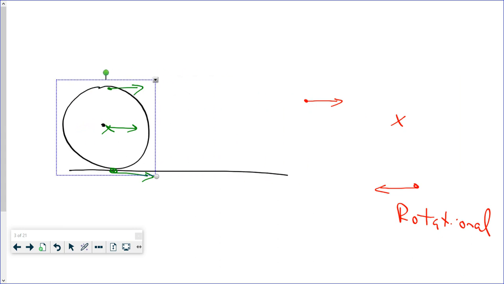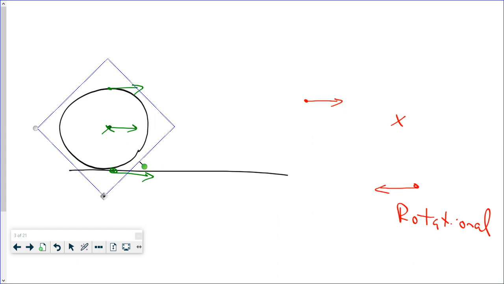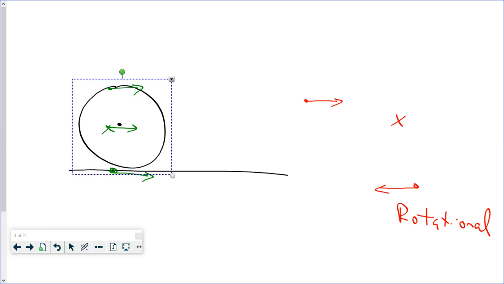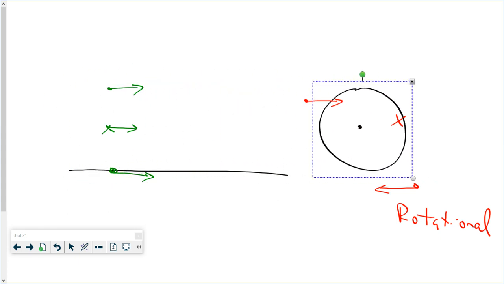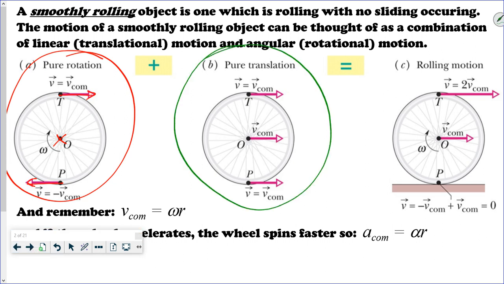Now, what's actually happening is both of these two types of motion are happening together. And unfortunately, the smartboard won't let me both drag and rotate simultaneously. But if you can imagine that occurring at the same time that this is occurring, that's when you get rolling, smooth rolling, okay? In red here, I've circled the pure rotation. Here's the pure translational motion. So smooth rolling is a combination of those two things. At any given instant, the overall velocity of a point on the wheel relative to the ground, and that is important, is the vector sum of these.